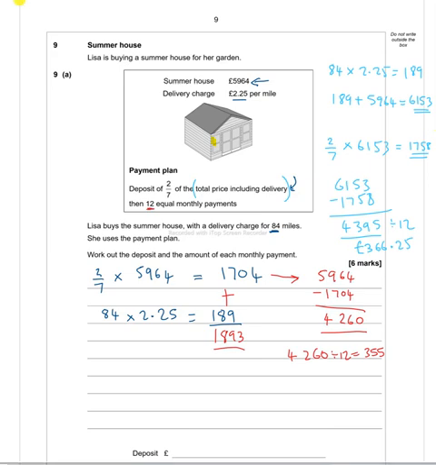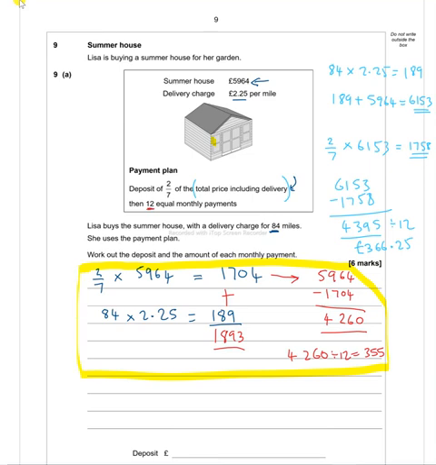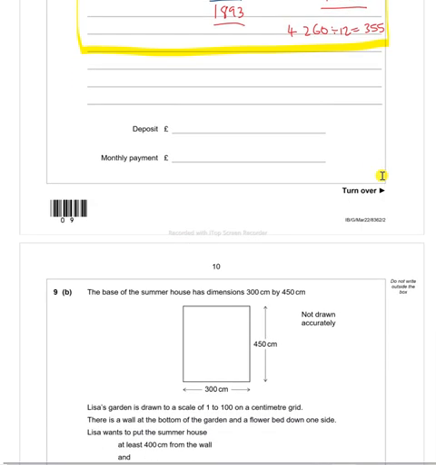So that was a weird one because this is how I initially interpreted it, and they didn't want that. They wanted the total price including the delivery. They wanted 2/7 of that, and then the rest that was outstanding after the deposit, they wanted it over 12 months. So this is the payment per month. Okay, let's just keep going.